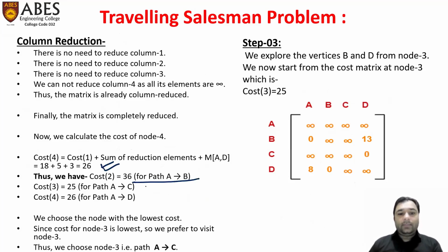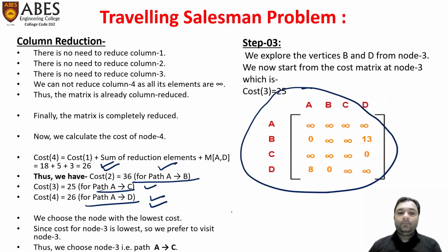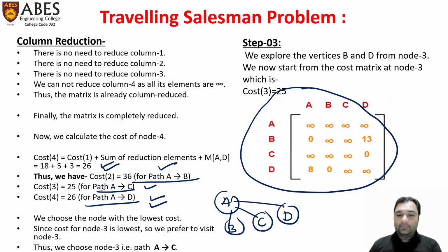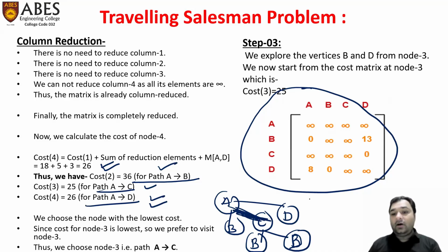And here we are representing the paths: A to B is 36, A to C is 25, and A to D is 26. Now we will explore the paths from A defining B, C, D. Now we will explore C, which can lead to B and D. During this exploration, we will have a matrix of this.